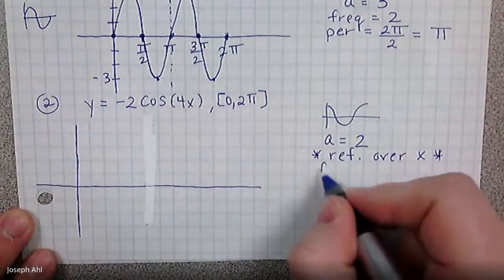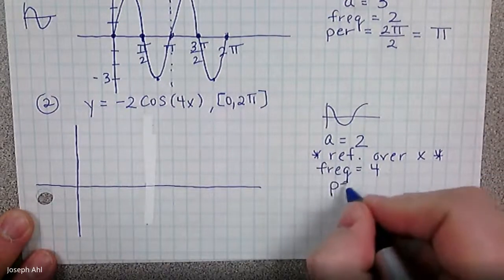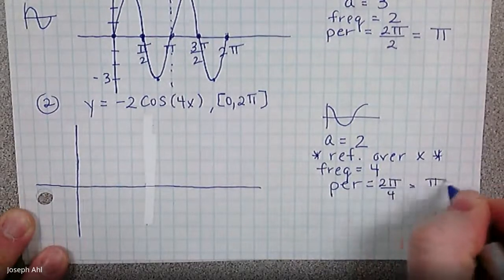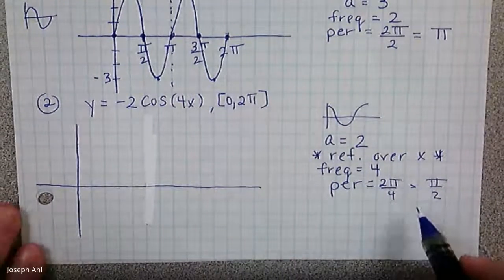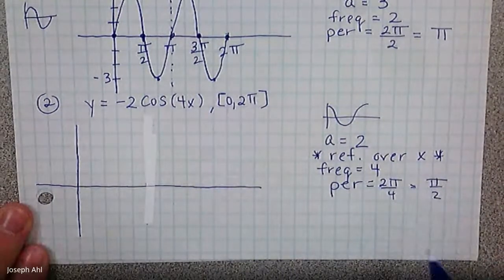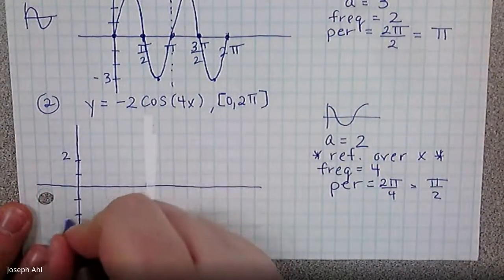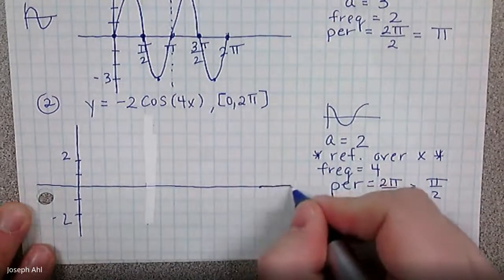The frequency, the value of B, is 4, which means that the period is going to be 2 pi over 4, which is pi over 2. We need to see one cosine curve graphed by the time I get to pi over 2. That's really quick. Okay, let's see. I'm going to have to go up to 2 and down to -2 according to the amplitude. Let's see if I can kind of just spread this one out a little bit.